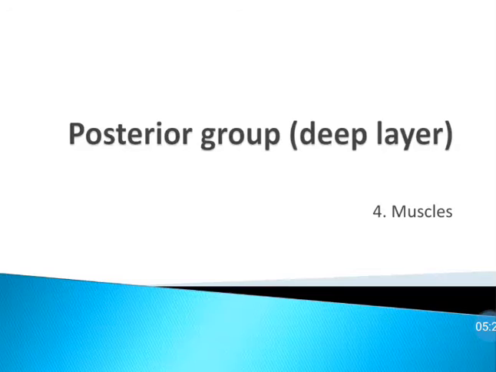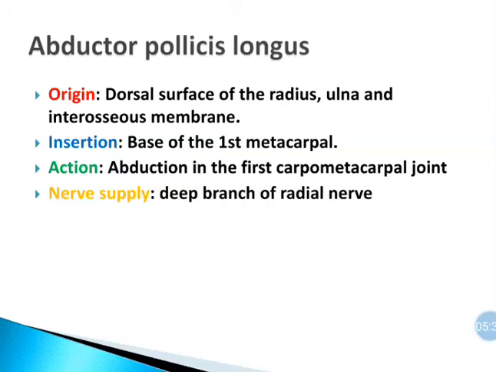Then in this dorsal group, we study the deep layer. The deep layer again has four muscles. Abductor pollicis longus. This muscle originates from the dorsal surface of the radius and ulna and also the interosseous membrane. It is inserted into the base of the first metacarpal. Action: abduction in the first carpometacarpal joint. Nerve supply: deep branch of the radial nerve.